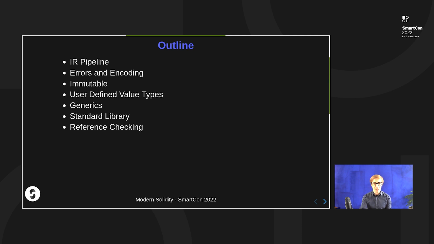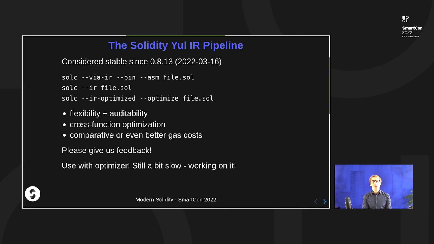So let's start with the IR pipeline. This has been in the works for quite a while. We started to use it for the ABI encoder v2 way back, and it has been feature complete for, I think, at least a year now, and we declared it stable in March.